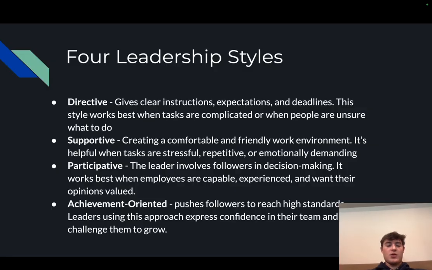Achievement oriented pushes followers to reach high standards, and leaders using this approach can express confidence in their team and challenge them to grow. Basically, this is for people that are very experienced, and so they want their followers to reach high standards, but also they want them to excel. And the leaders want to have confidence in their followers.